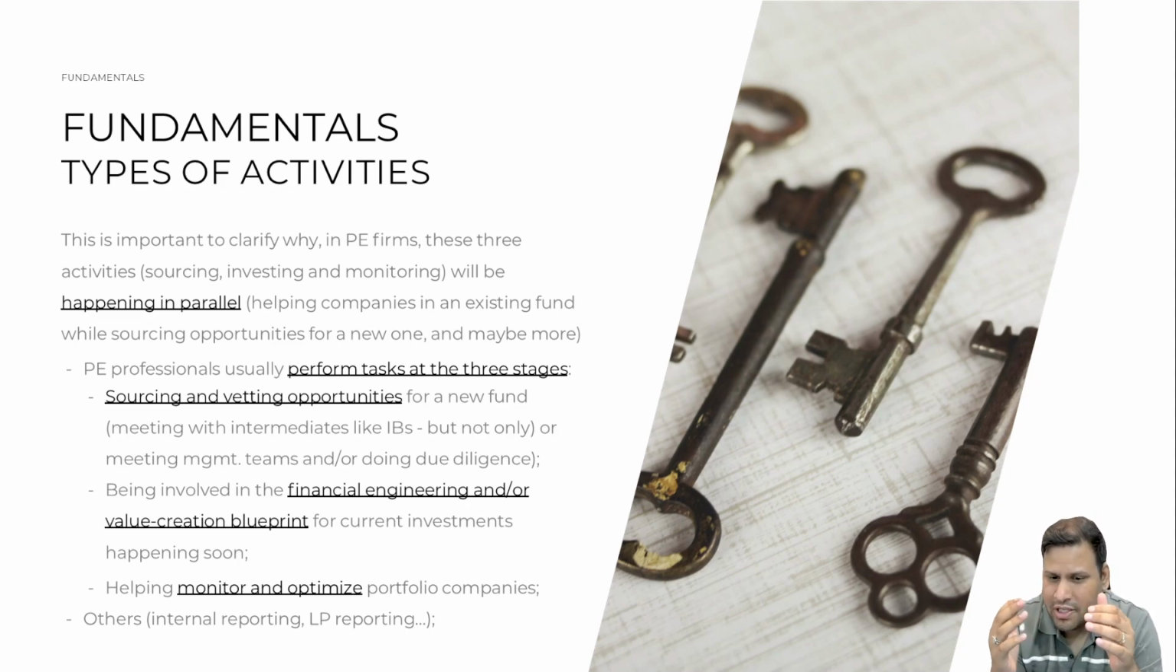So as soon as the funds get bigger, the rounds of investment happen bigger, and the number of activities across the entire fund grows, that we will be seeing later on. So now you can say PE professionals usually perform tasks at three stages: sourcing and vetting opportunities, that we have already seen, meeting with intermediaries like investment banking. As we have already discussed, bankers are the sellers, salesmen. So they will propose opportunities to you for the investments.